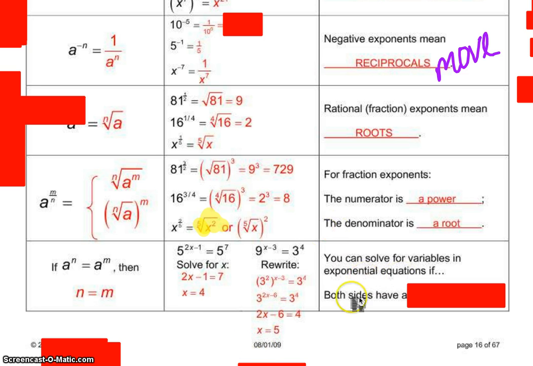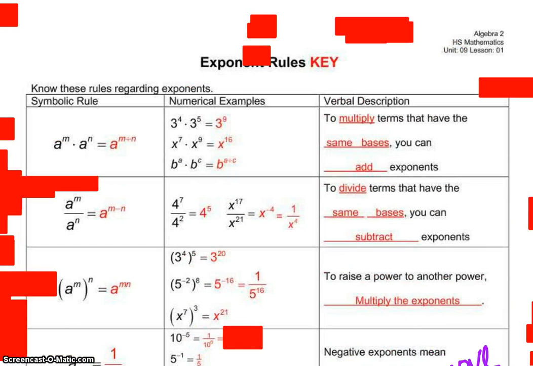So you can solve for variables in exponential equations if both sides have a common base. It's got to be a common base. You've got to get it to a common base. Otherwise, you can't make that equation.